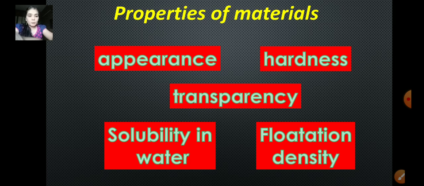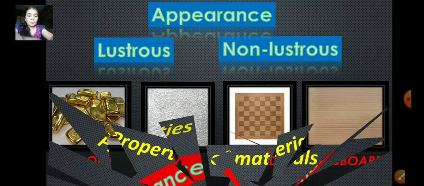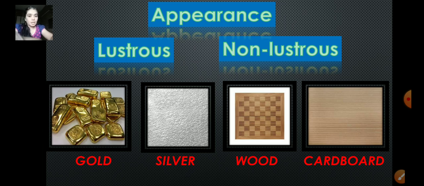Now, let us quickly revise what we learned. We learned first about appearance, which is shining and not shining, that is lustrous and non-lustrous. To find out the lustrous material, we can use sandpaper to rub against it and find which material is shining or not shining.